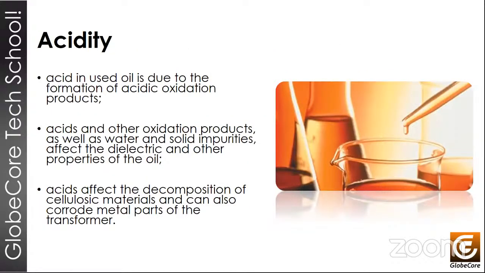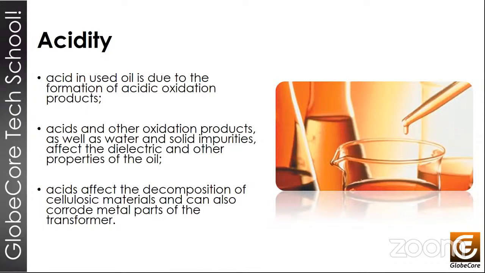So let's start with neutralization number, or acidity. Many times in quality reports, we find this value. It's also called neutralization number or acid number. We're going to take this as the acidity value. The reason it's called neutralization number is that to determine the acidity of the oil, we neutralize it.